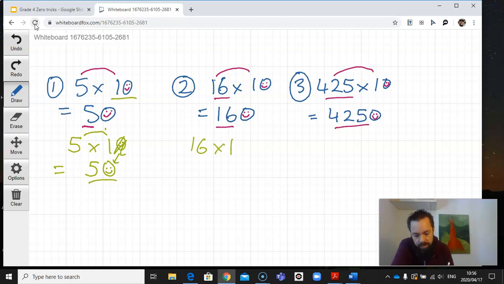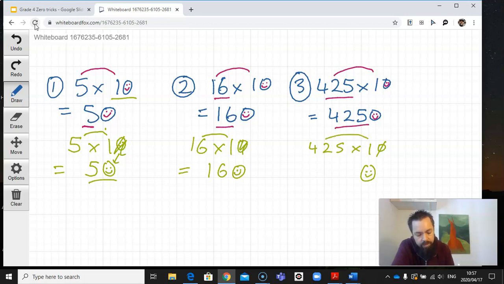16 times by 10. I'm going to drop my 0 down. I'm going to say 16 times 1. And now I know that my answer to 16 times 10 is 160. And one more time, 425 times by 10. I'm going to drop my 0 down. 425 times 1 is 425. And my answer is 4,250, and that's the answer to the whole thing. So this is really useful if we've got numbers like that.